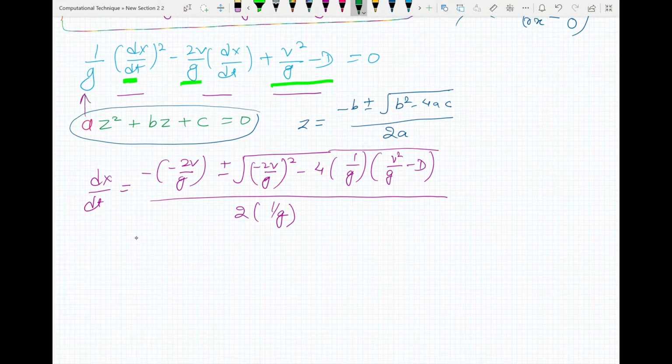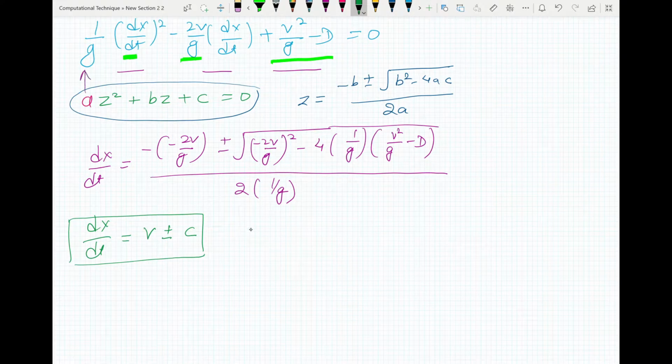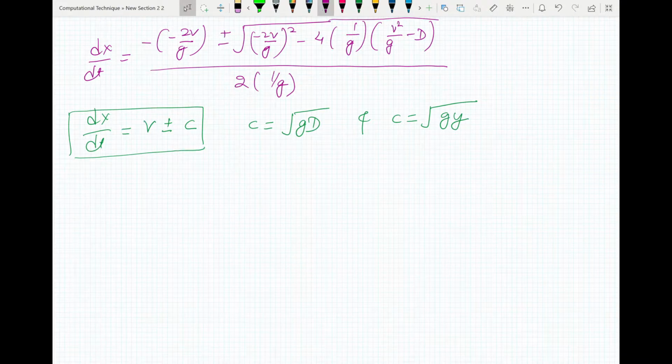now you can see here that this is of the form v plus minus c. Your c is given by root under gd, and for wide channels your c will be given by root under gy. So this is our characteristic equation which we have to solve.